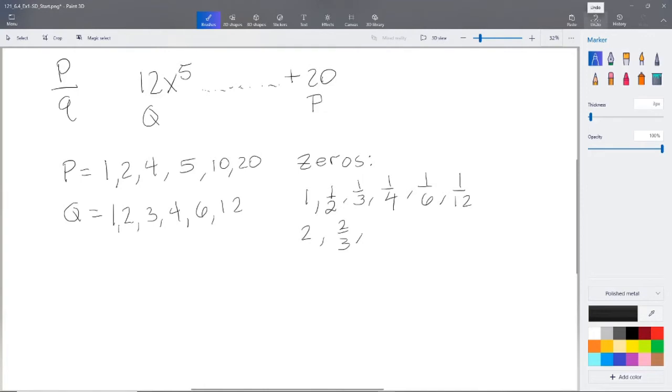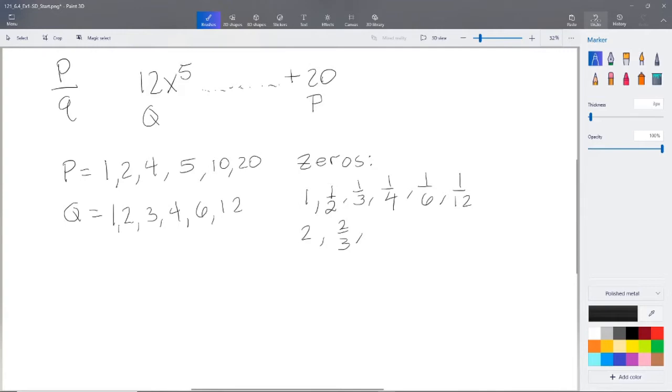2 over 4 is next, but 2 over 4 is 1/2, and I already have that, so I'm not going to do that one. 2 over 6 is next after that, but that's the same as 1 over 3, so I'm not going to do that one. And 2 over 12 is the same as 1 over 6, so I'm not going to do that one either. All right, so 2 only gave me 2 values here. So I'm going to continue on the same line here just for space reasons.